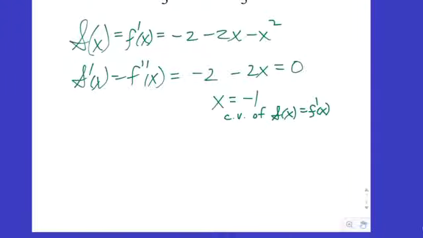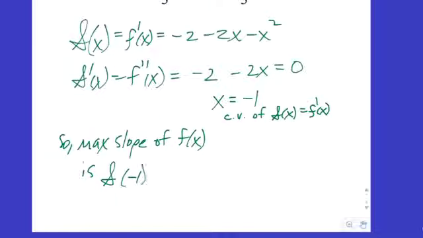Now again, because my slope function was a parabola that opens down, I know that this critical value is going to be the location of its absolute maximum, right? So now I can find the maximum slope. The maximum slope of f of x is my slope function evaluated at negative 1, which is also f prime of negative 1. What do I get when I plug negative 1 into f prime? I get negative 2 plus 2, that's 0, minus negative 1 squared is 1, so I get minus 1. How can it be that negative 1 is the biggest slope?